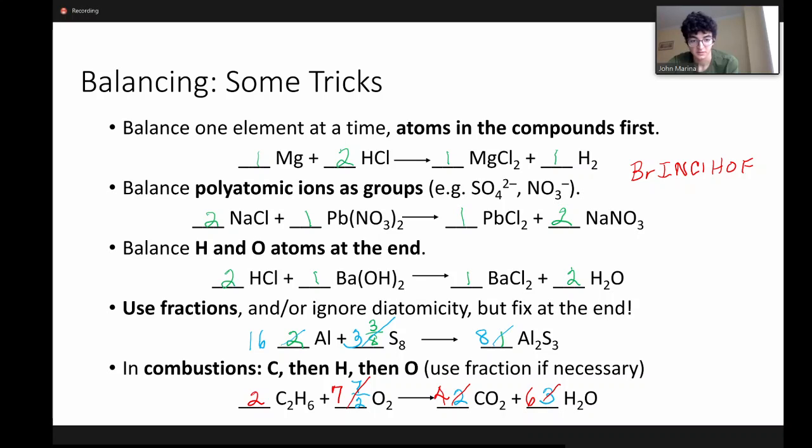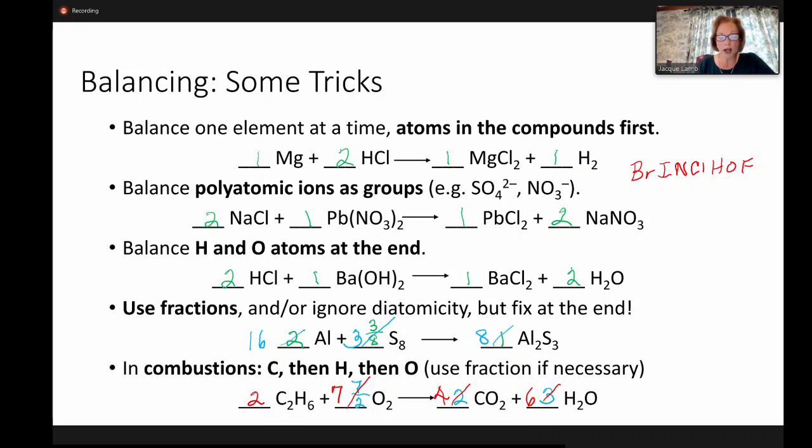Is what you said during the combustions, how you added the 3 oxygens and the 4 oxygens on the product side to find out what you need on the reactant side, does that work for all of them? It does absolutely work for all of them.